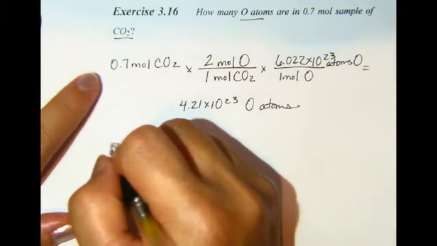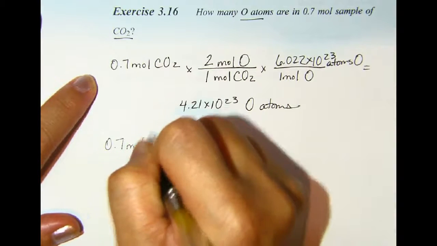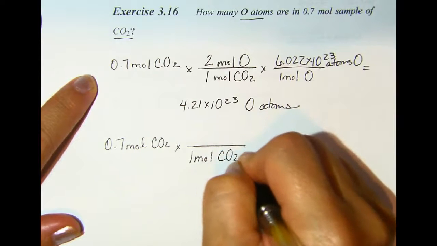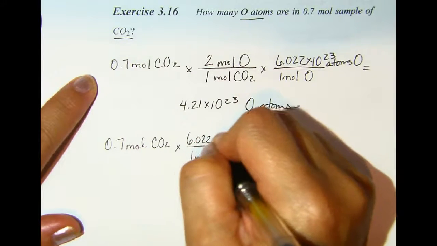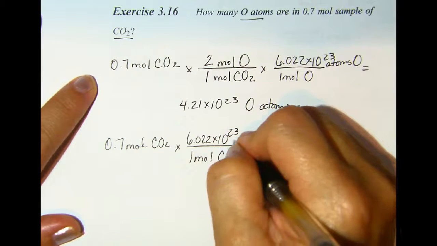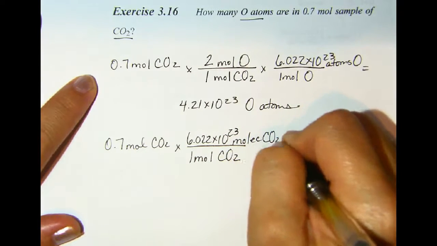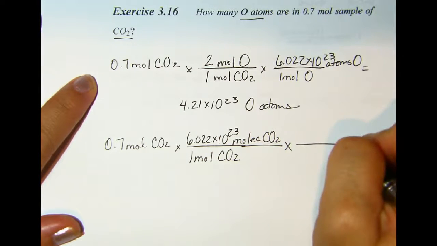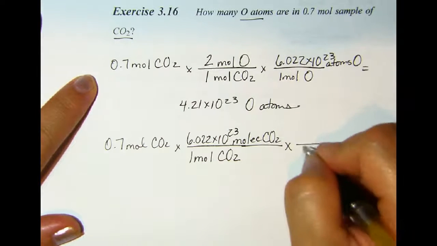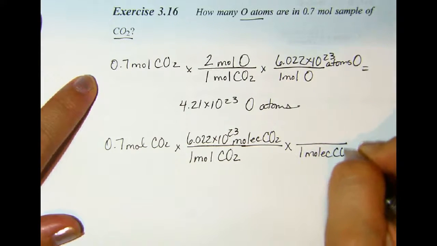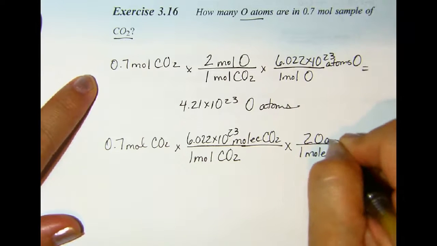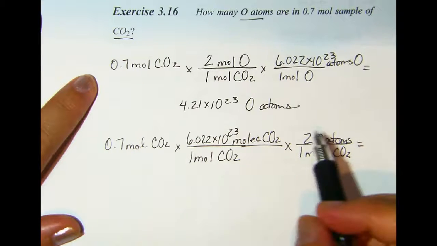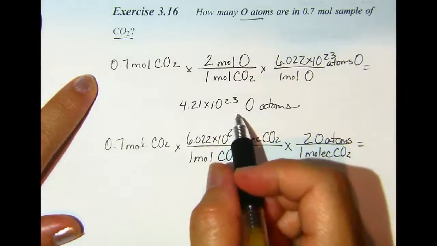Another way to do the same calculation would be to say 0.7 moles of CO2 times, draw a line, and 1 mole of CO2 is equal to 6.022 times 10 to the 23rd molecules of CO2. And so you could convert using Avogadro's number here, but recognize that we still want to know how many atoms of oxygen. So in 1 molecule of CO2, there are 2 oxygen atoms present. And so here you would do the same calculation, 0.7 times Avogadro's number times 2, which gets you the same final answer.